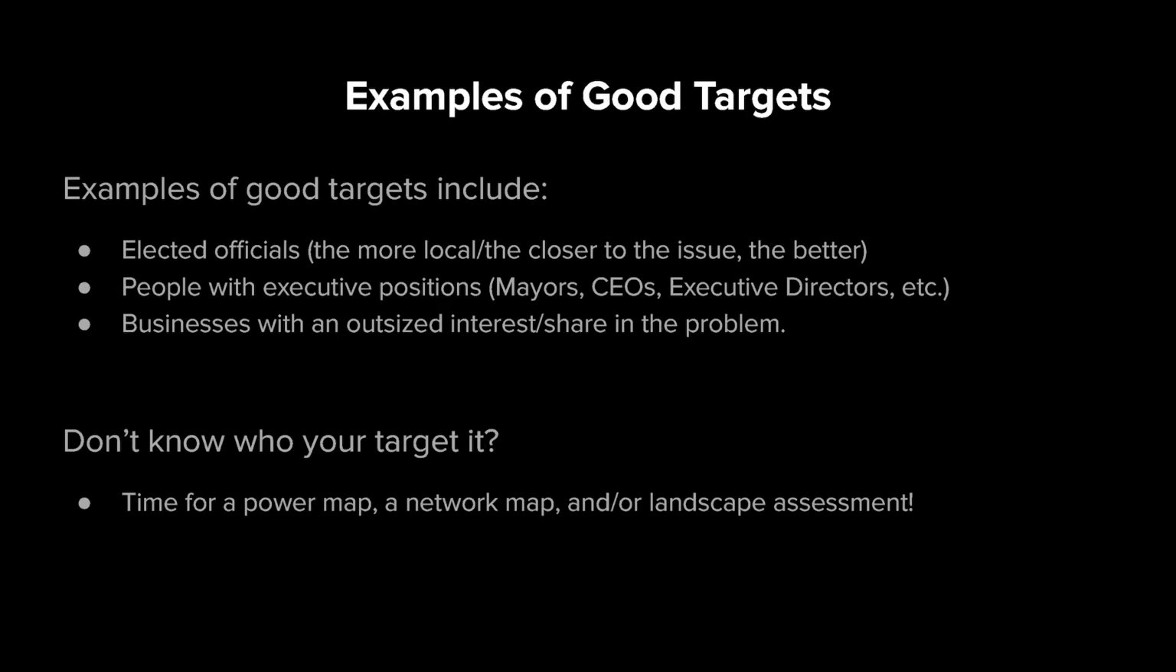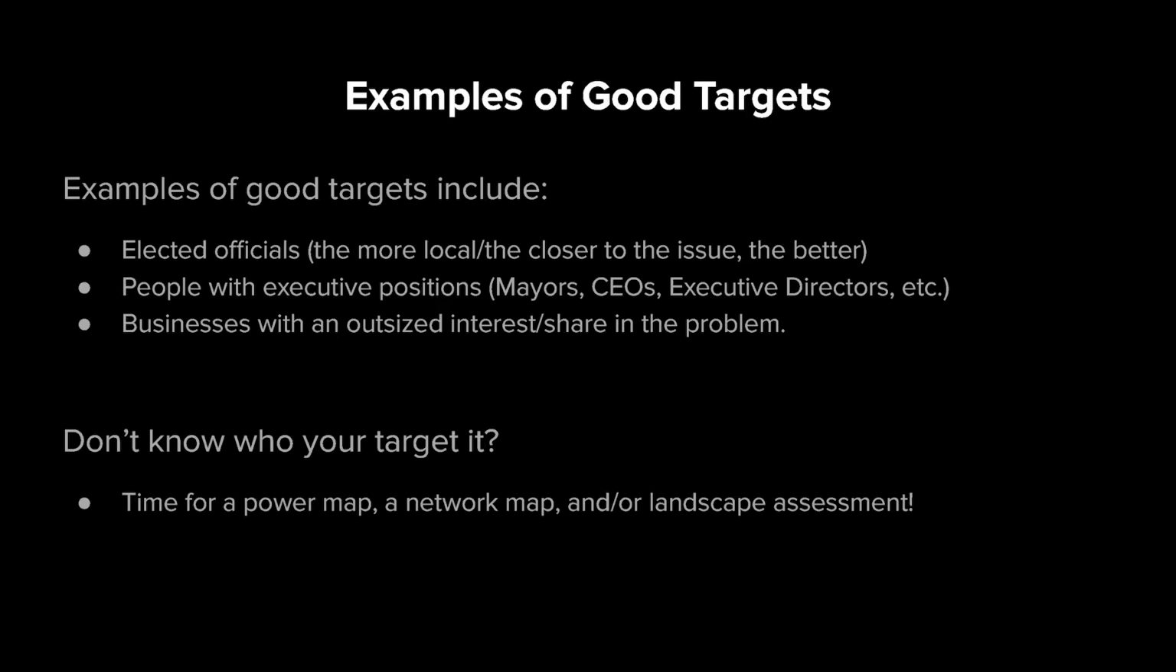Good targeting, if you're going to a city council meeting, would be to talk to them about issues that they directly control, things to do with roads or police department funding. Let's stay here for a second. Also, examples of a good target include people with executive positions. So maybe you want to talk to the mayor or a CEO or an executive director, right? Or a business with an outsized interest or share in the problem that you're discussing, right?